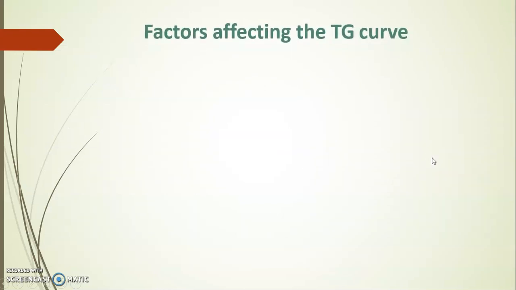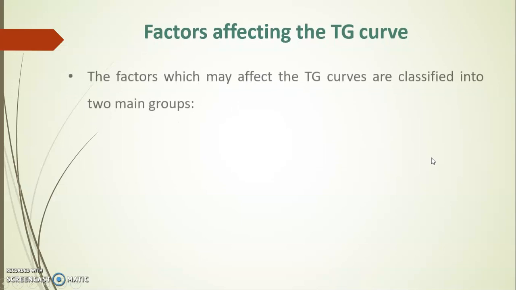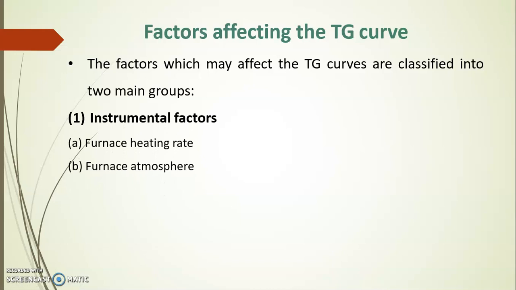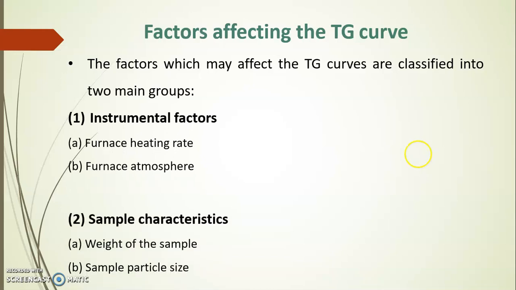There are some factors which affect the TG curve, which include two basic factors: instrumental factors and sample characteristics. Instrumental factors include furnace heating rate and furnace atmosphere. These are the sub-factors which affect the TG curve. In sample characteristics, the weight of the sample and the particle size of the sample affect the TG curve. So let us see them one by one.